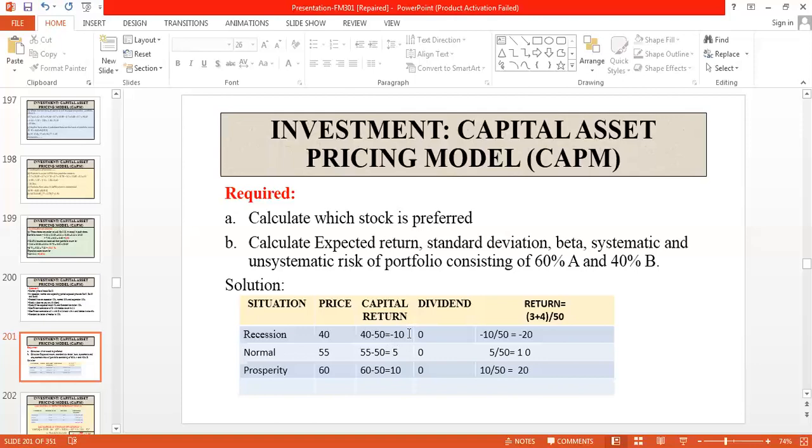But in the normal situation, by purchasing the share at 50, we will make a profit as we sell it at 55. So there will be a capital return of 5. And if it is a prosperity situation, then 60 minus 50, 10 rupees will be my capital profit. Now, another return is possible during this period, which is dividend.